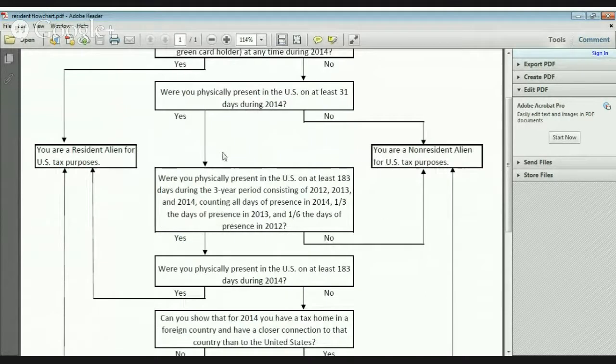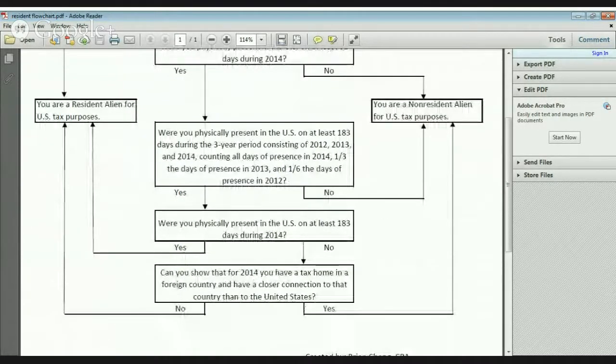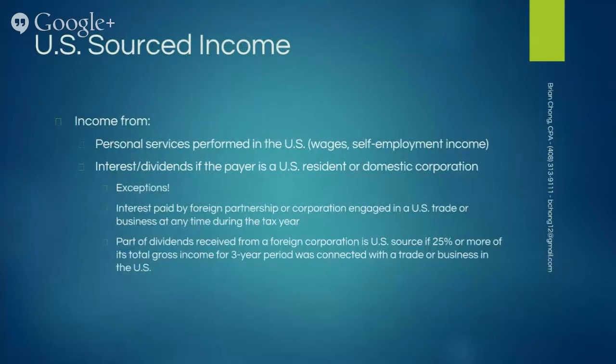Now that we've established the definition of resident versus non-resident, and the test that you've got to pass to call it resident, I want to talk about what is U.S. source income. Because generally speaking, if you are a resident for tax purposes, you're treated the same way as if you are a U.S. citizen. So you have to include your worldwide income and you get the same deductions. However, if you're classified as a non-resident, then the rules are different because now only your U.S. source income gets reported on your tax return.